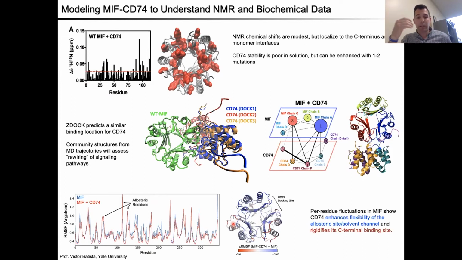This makes sense because biochemical studies show that CD74 binding almost completely attenuates catalytic function, and this would be consistent with the idea that this is becoming more flexible and therefore attenuating activity, which we observed in the previous mutational analysis.